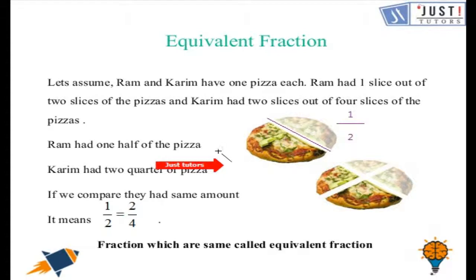And the fraction for Kareem's share would be 2/4 because he is getting 2 slices out of the total number of slices, which are 4. Now if you compare these 2 sizes here, we can work out they're actually the same. That's an example of equivalent fractions because the fractions look somewhat different but they're exactly the same in size.